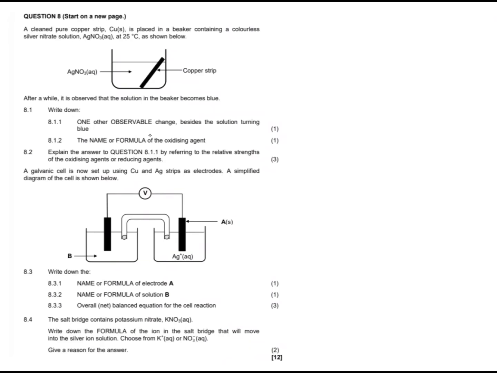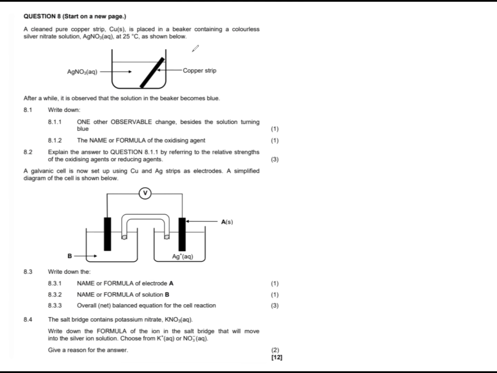Okay, so we have question 8. It says a cleaned pure copper strip, Cu in solid form, is placed in a beaker containing a colorless silver nitrate solution, AgNO3, at 25 degrees Celsius, as shown below. After a while, it is observed that the solution in the beaker becomes blue. Then 8.1, write down one other observable change besides the solution turning blue.